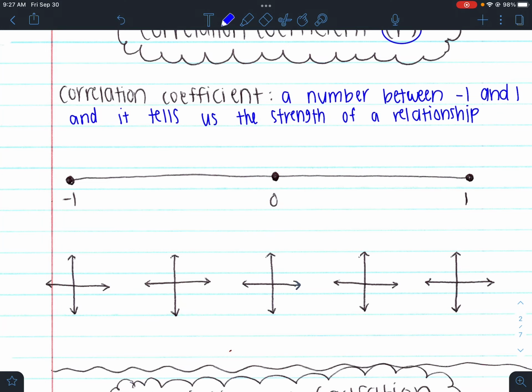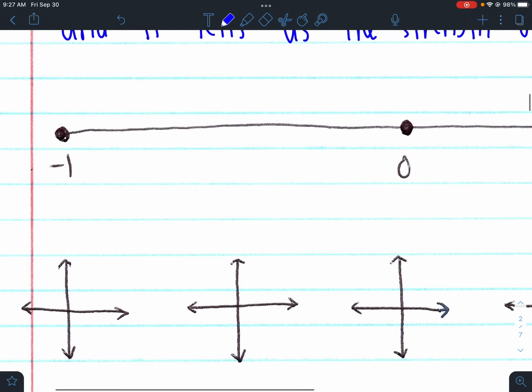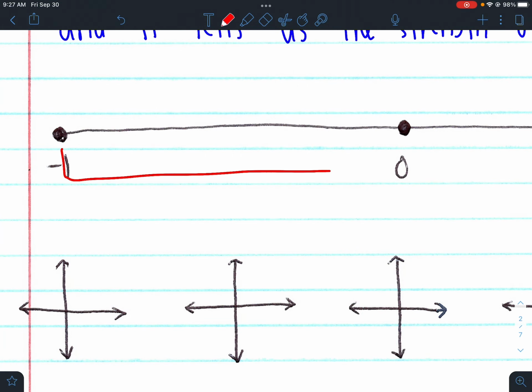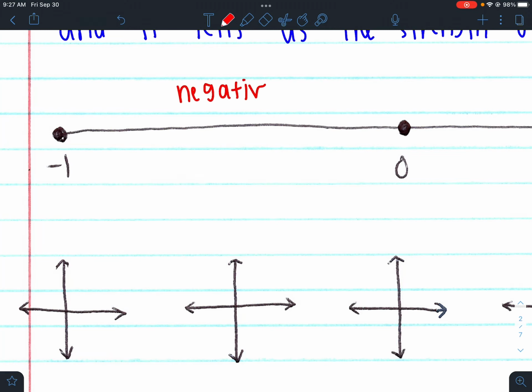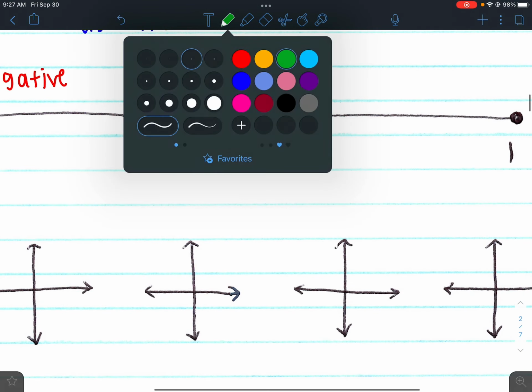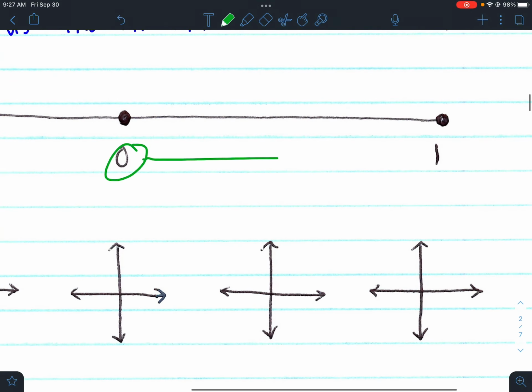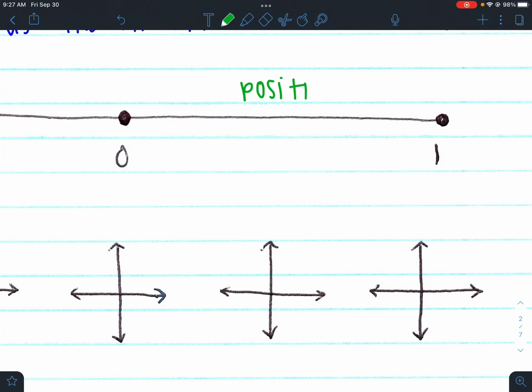It's not going to be perfectly straight when we're graphing things, because when we're collecting data, it's mostly going to be a scatter plot. Now, on the negative side of the number line, from 0 all the way to -1, those are your negative values. So that would mean that you would have a negative correlation on that side. Whereas if you're on the right side of the number line, from 0 to +1, you're going to have a positive correlation.